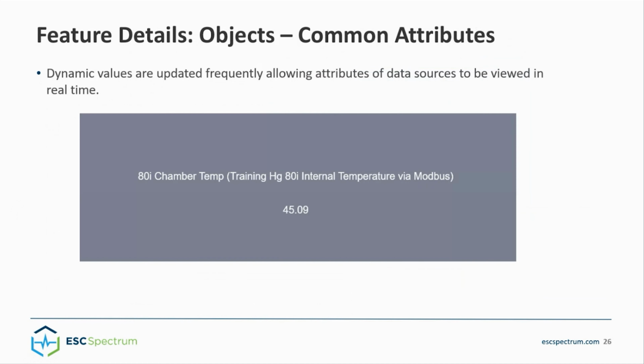And so putting these all together, dynamic values are frequently updated on the dashboard so that those values can be viewed in real time. So in this image, I have two different text items, which are pulling the name of a tag and underneath the value of the tag. And the number here should be updating in this recording. Looks like it is. So that value should be up to date with the tag that it's pointed to.